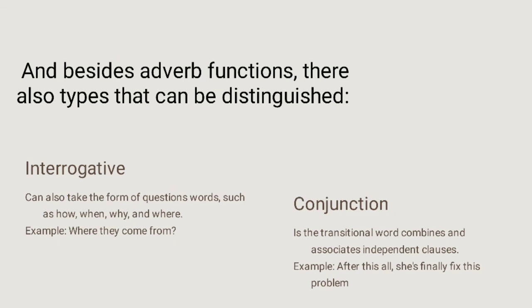And besides adverb function, there are also two types that can be distinguished. Number 1, interrogative, can also take the form of question words such as how, when, why, and where. An example, where do they come from? And number 2, conjunction is the transitional word that combines and associates independent clauses. An example, after all this, she finally fixed these problems.